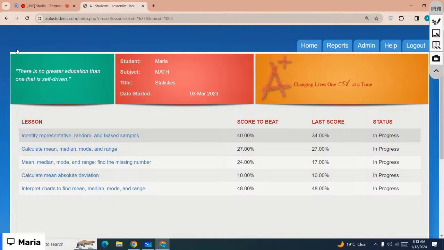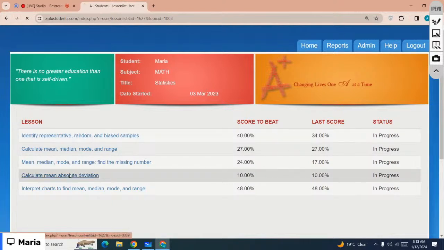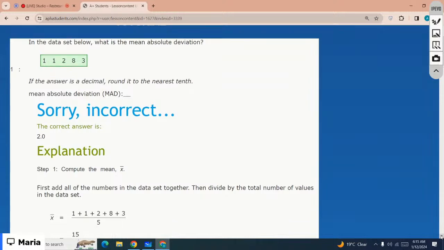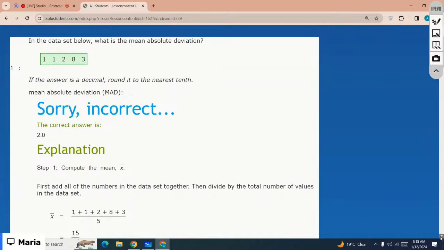And the next lesson is calculate mean absolute deviation. So we're going to learn what is mean absolute deviation, right? Let's just look at the example. In the dataset below, what is the mean absolute deviation? The values given are 1, 1, 2, 8, 3. You need to calculate the mean absolute deviation. So how do we calculate the mean absolute deviation?